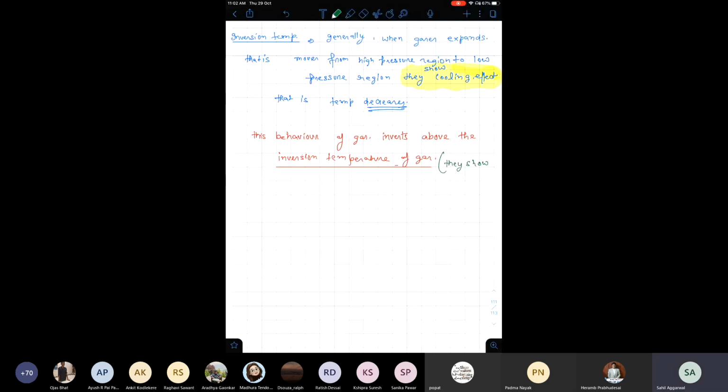They show heating on expansion. But this will happen only above the inversion temperature of the gas. For every gas, there will be an inversion temperature. उस टेम्परेचर के ऊपर gas will show invert behavior. Any doubt till here?